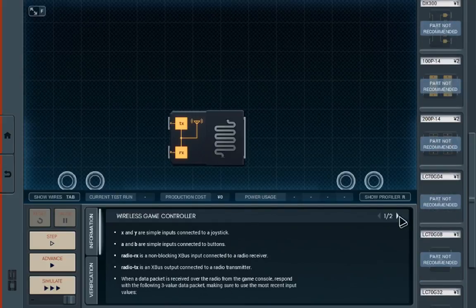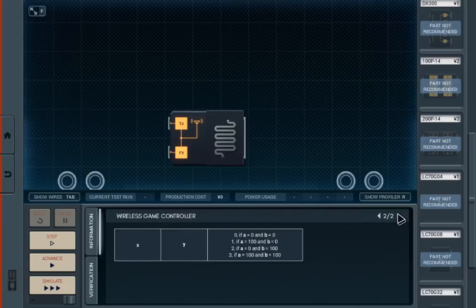What following 3 value? Oh, there's the next page, thank goodness. Making sure to use the most recent input values. Alright, so we respond with X and Y. And then depending on what A and B are, we respond with various values. So this is actually like a bitwise OR of A and B, treating B as the most significant bit. We don't really have that.